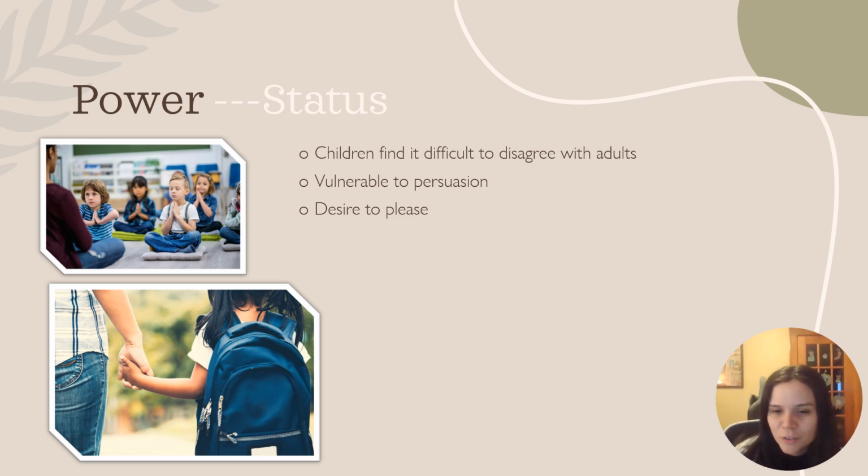Children, as we talked about before, will find it difficult to disagree with adults, most of them, but also maybe some of them the other way around: they just want to disagree and they'll make it difficult, or they maybe say the opposite of what they would say. That could be too. They're very vulnerable to persuasion, and they'll have a desire to please this stranger. How about this stranger that is asking me questions, that is being nice? They want to please them and not disagree, etc.